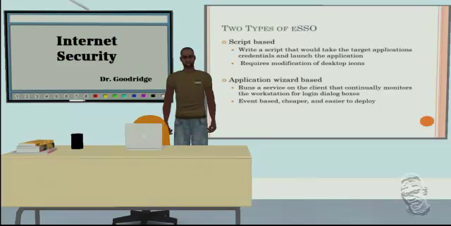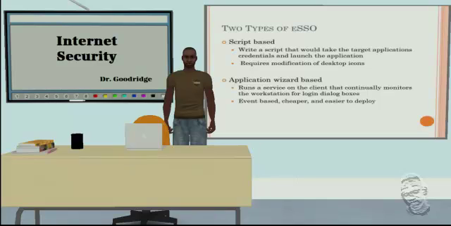There are 2 types of enterprise single sign-on: script-based and application wizard-based. Script-based will take the target application credentials and launch the applications. It requires modification of your desktop icons as well. Application wizard-based, as the name suggests, runs a service on the client that continuously monitors the workstation for logon dialog boxes.